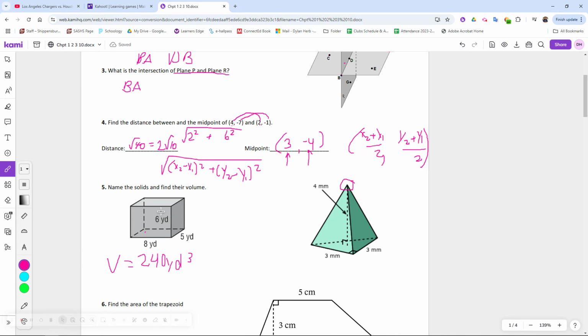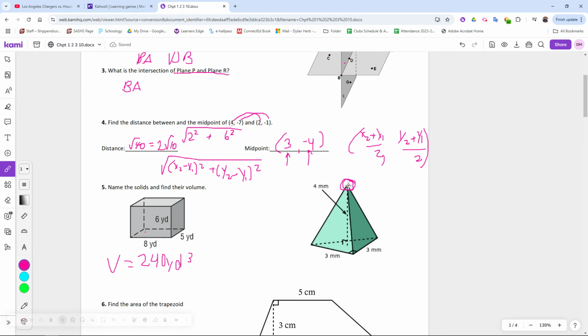This one is not like the first one. It's not a prism because it comes to a point at the top. So this is called a pyramid. And the type of pyramid this is based on what its base is. And what is the base? The base is the face that is underneath the top point.